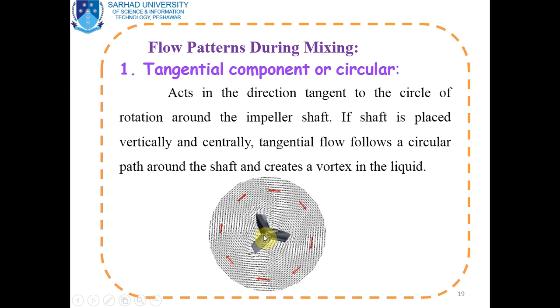If the shaft is placed vertically, tangential flow follows a circular path around the shaft and creates a vortex in the liquid near the circular path around the rotating shaft. It creates a vortex, that is, a circulatory pathway of the liquid.